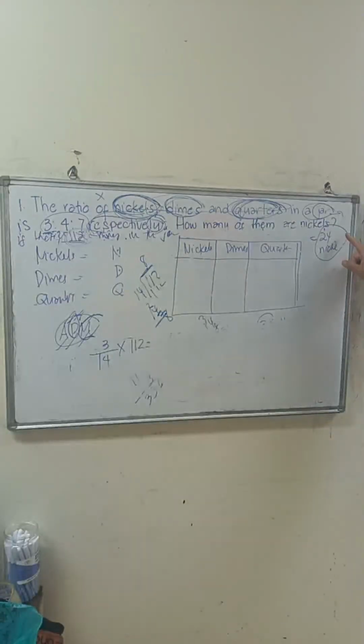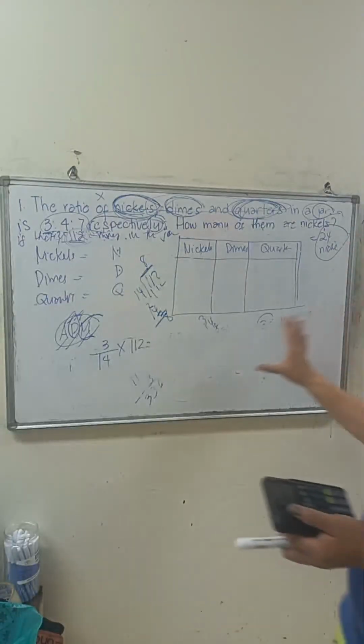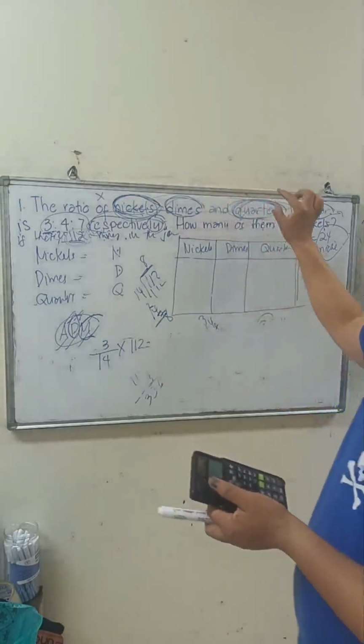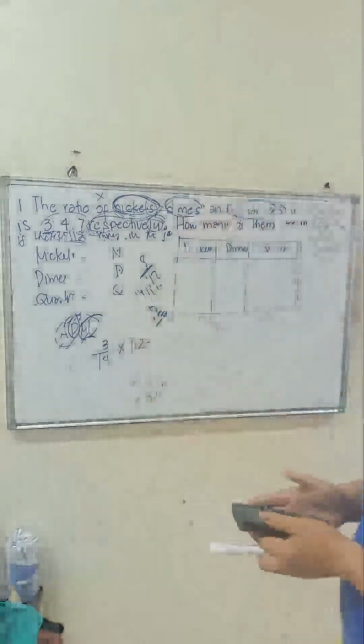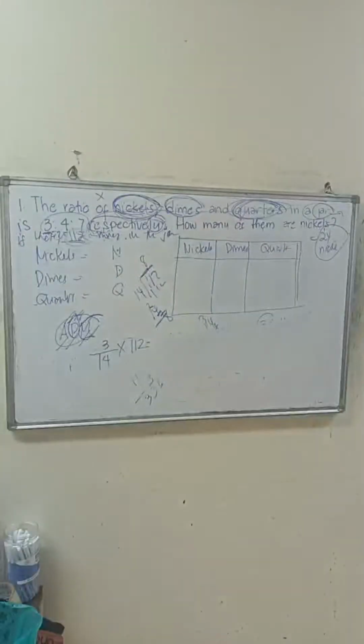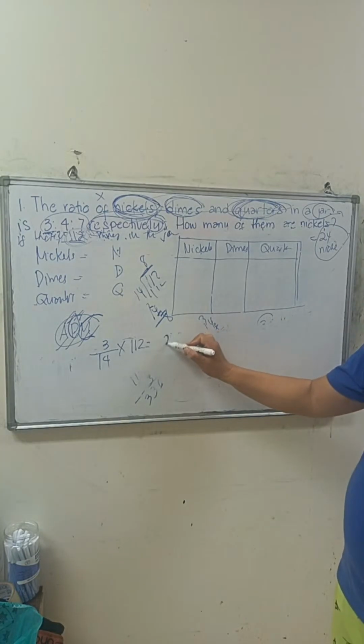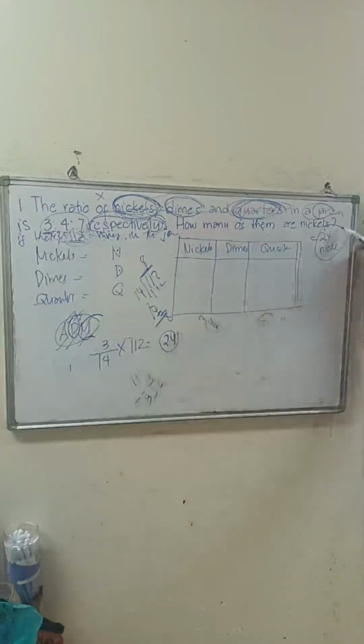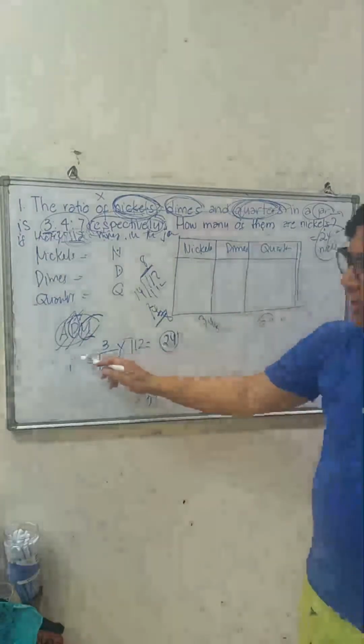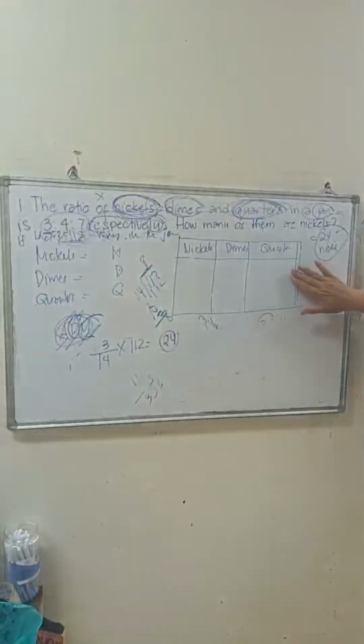Since the nickels are 24, what do we do? 3 divided by 14. It is 3 out of 14 with a total of 112. See? It's 24. Same answer here. So this is the second method, still ADM.